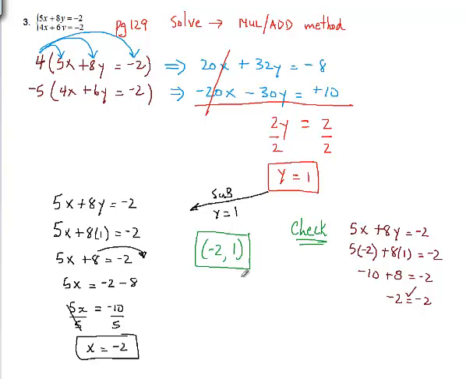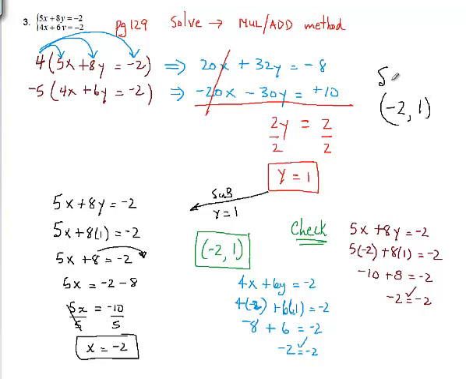Let's see if it verifies in the second equation: 4x plus 6y equals negative 2. 4 times negative 2, which is negative 8, plus 6 times 1 equals negative 2. 6 times 1 is 6. Negative 8 plus 6 is indeed negative 2. So that also works. Therefore, I know definitely that negative 2, positive 1 is my solution to this system of equations. That's the overall solution to number 4 on page 129.